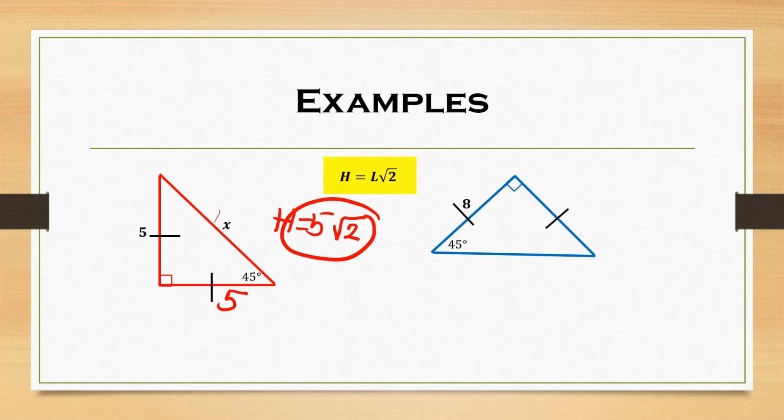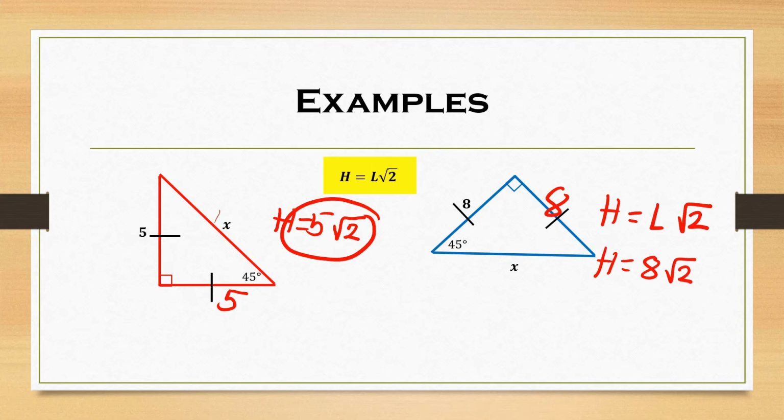Ang ating given leg naman ay 8. Again, ang nawawala ay ang hypotenuse. Dahil ito ay 8, ito din ay 8. Balikan natin ang formula: h is equal to leg times square root of 2. Ano yung given leg natin? That is 8. So, h is equal to 8 square root of 2. Ang lagi niyong tatandaan na ang hypotenuse ay katapat ni right angle.